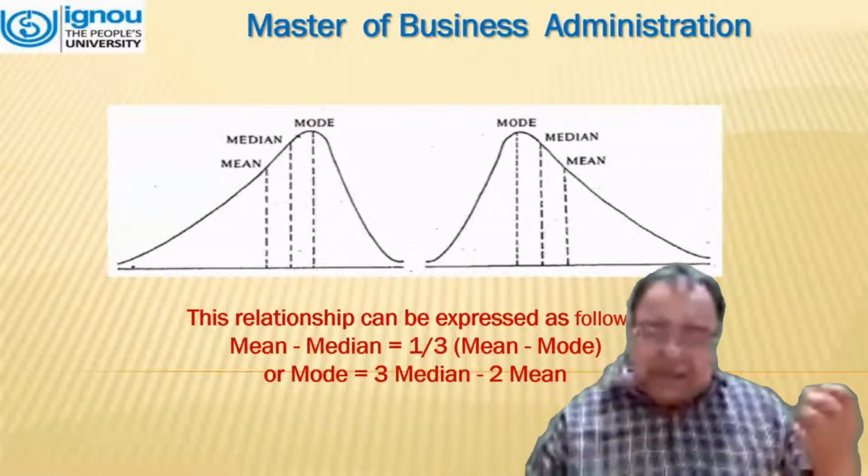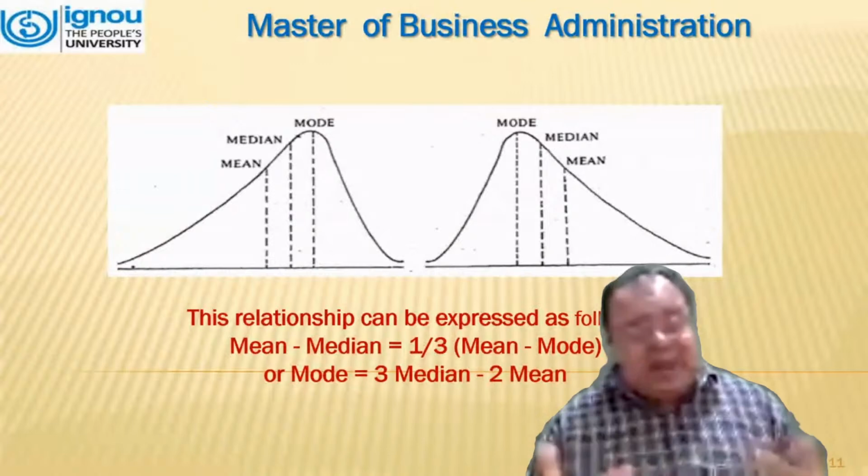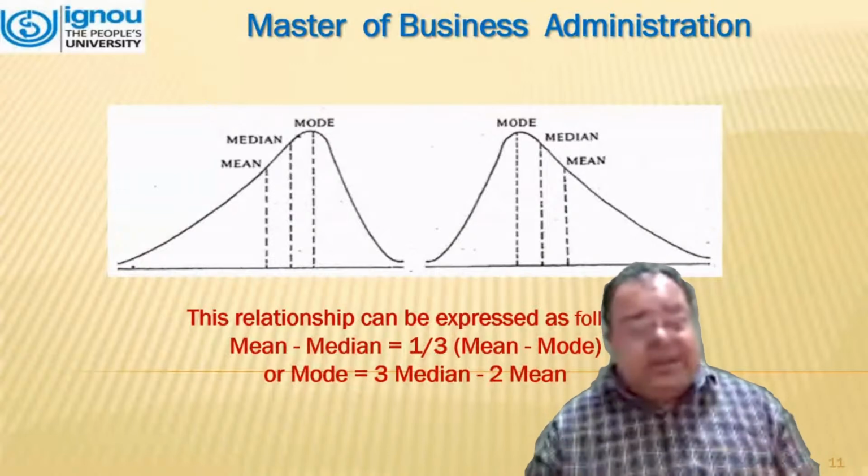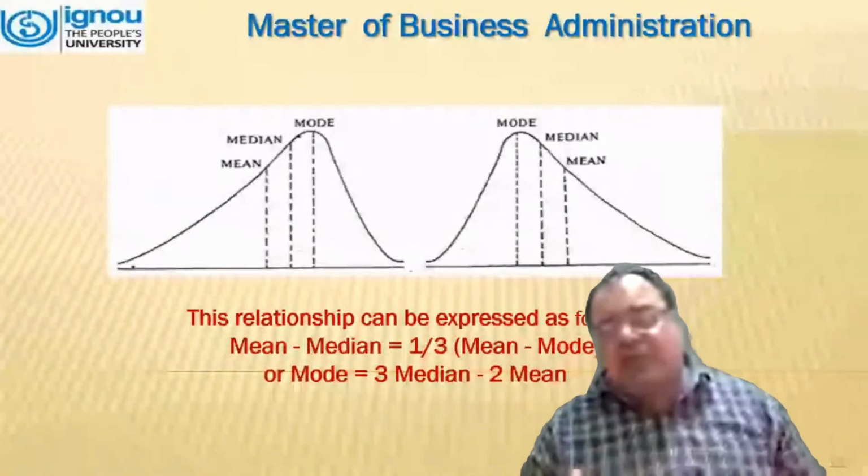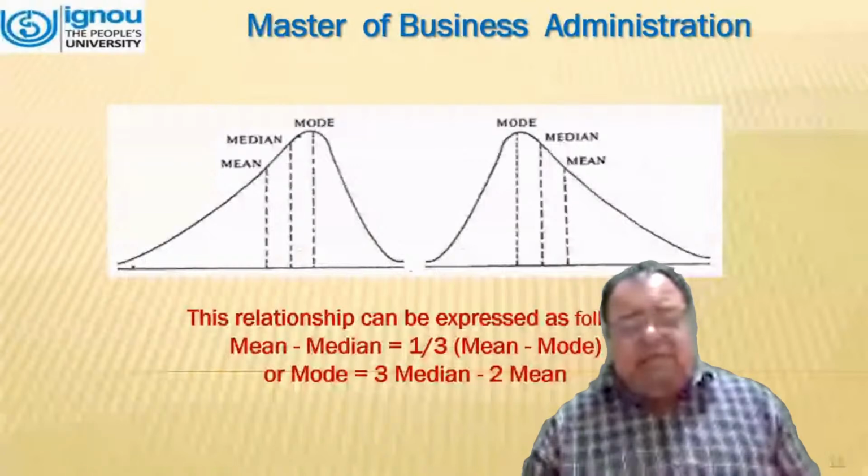So, as far as that statement is concerned, the relationship can be expressed as mean minus median is equal to one third of the difference of mean and mode. And recombining, we will get mode is equal to 3 median minus 2 mean.